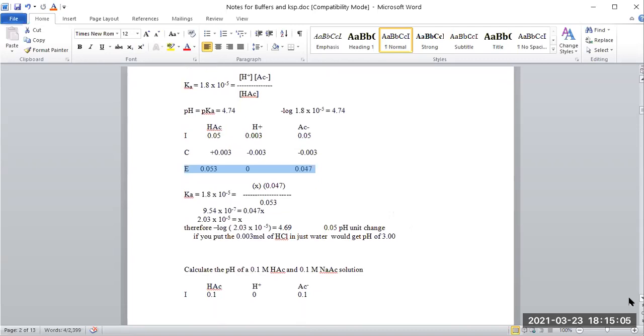So look at my comment there. If you put 0.003 moles of hydrochloric acid in some distilled water, you get a pH of 3. So that's getting way down there. Adding it to a buffer will change your pH, but only by a small amount. I went from 4.74 to 4.69. That's not a big difference, okay? That's a pretty small change in the world of pHs. It did change, okay? It's not that nothing happened. It's just that not a lot happened.